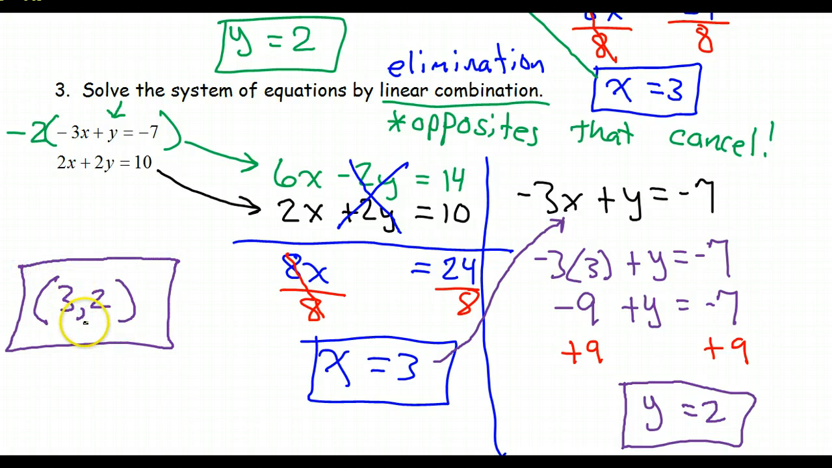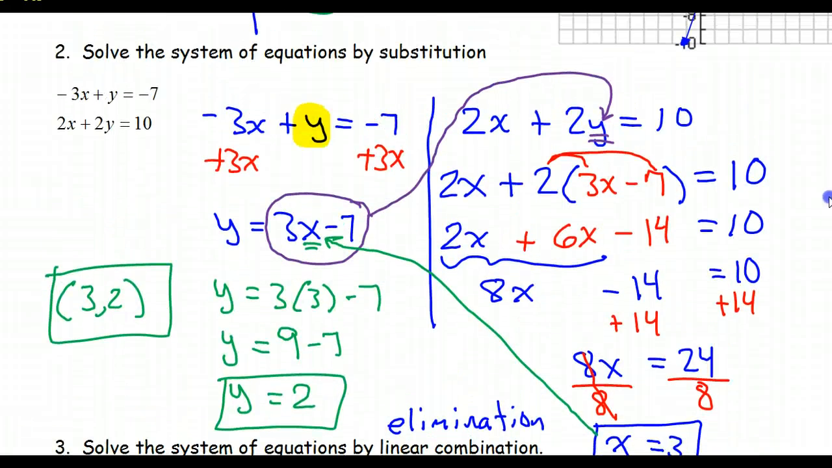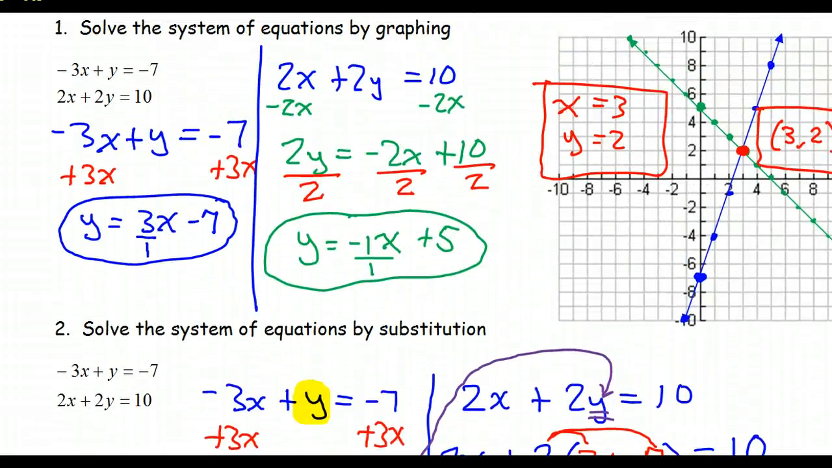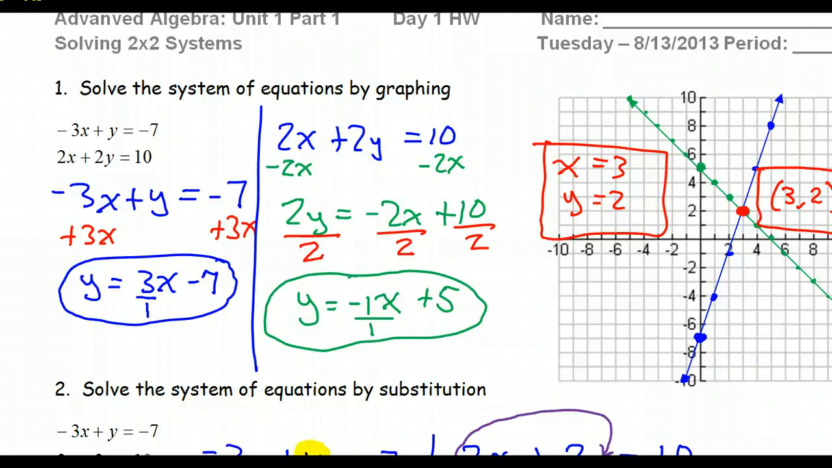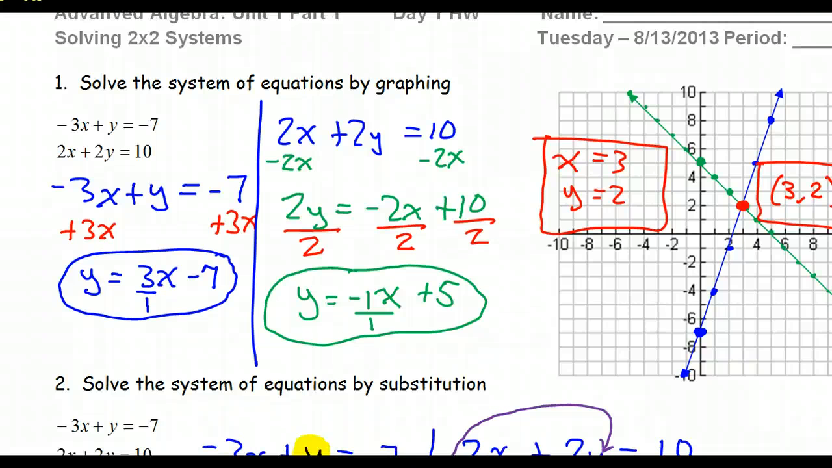So that is just a brief overview of how you can solve a system of equations either by the elimination method, also known as linear combination, or the substitution method, or by graphing. These were relatively straightforward problems. It can get more complicated than this when we have decimals and fractions, but this should get us started.